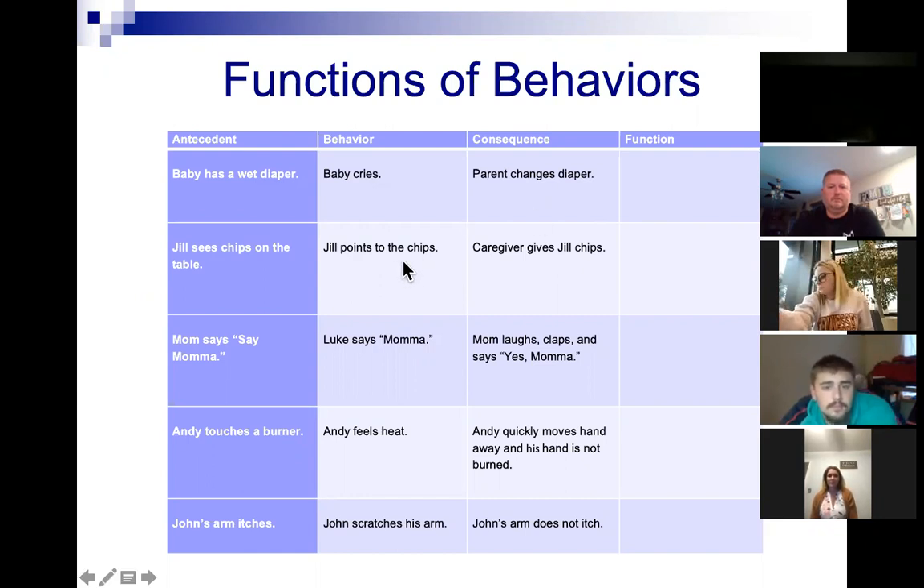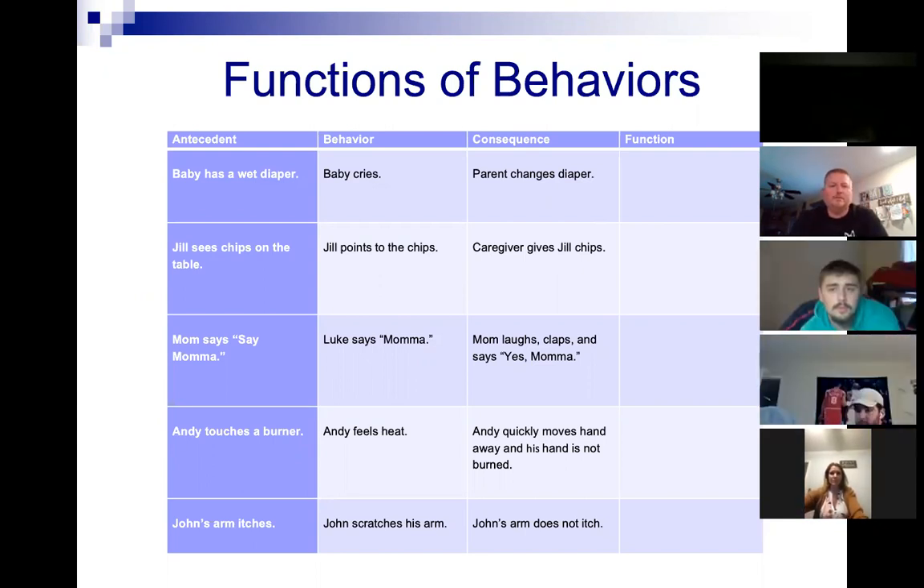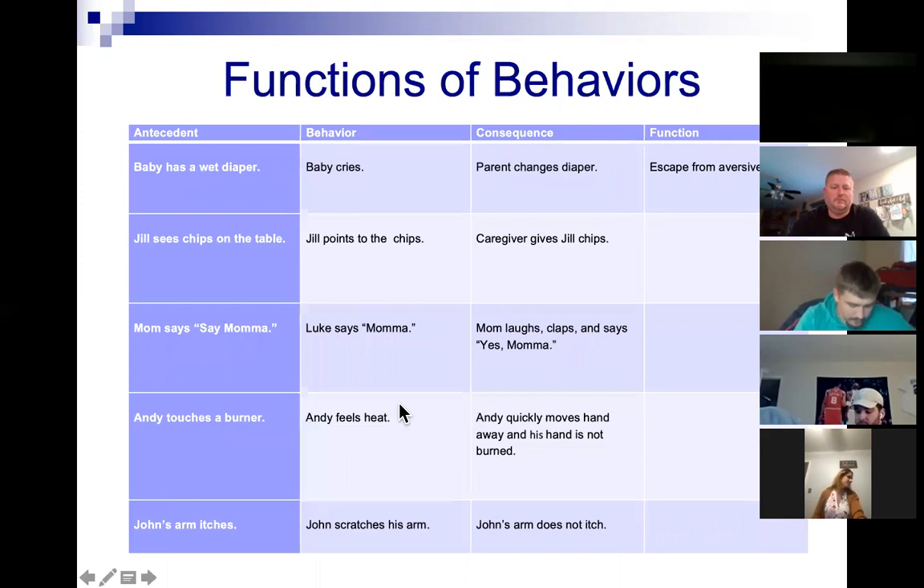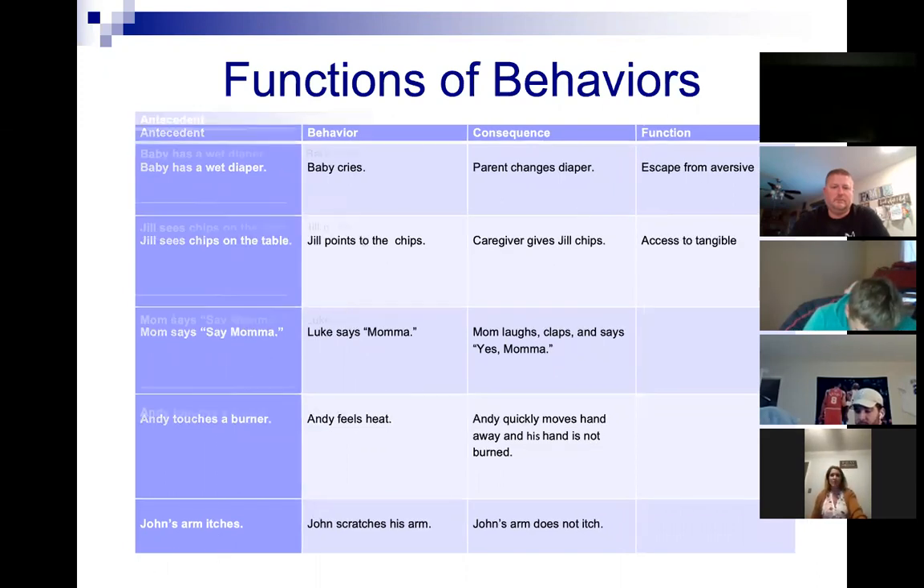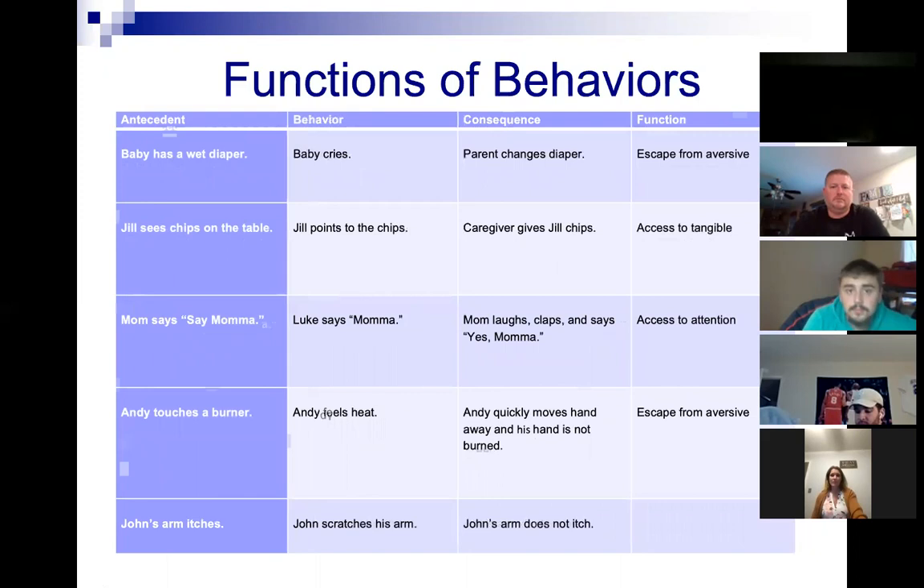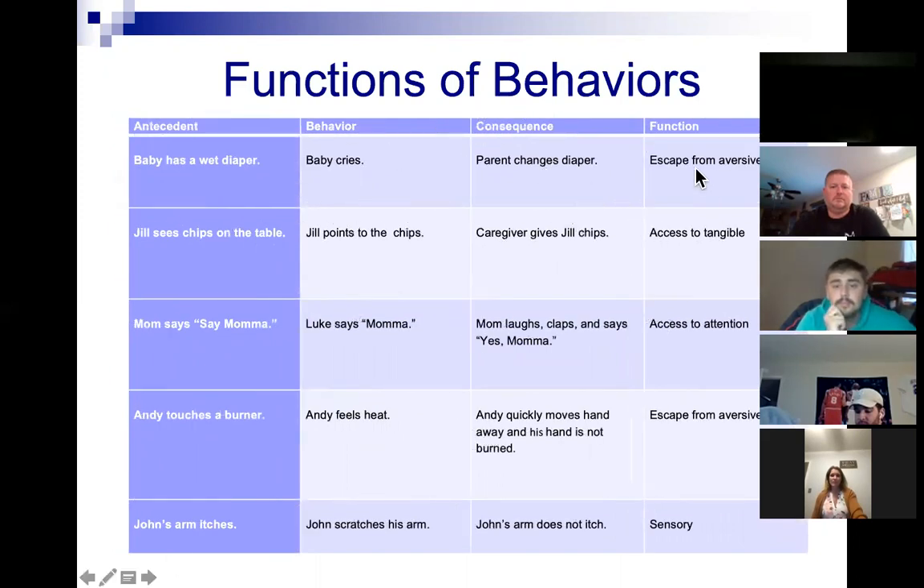What was the function of pointing? Access to tangibles. Got it. I think you guys got it. What about the scratching the arm? What's the function? Sensory. Yeah, it feels good. Exactly that. Let's go ahead, I'll fill them all in so you can see. So the baby crying: escape from aversive and access. Pointing: access. Scratching: escape and sensory.